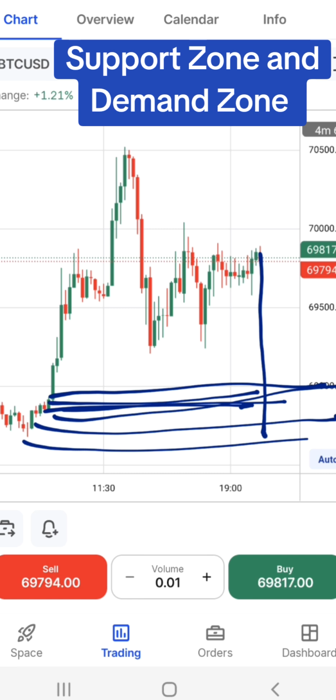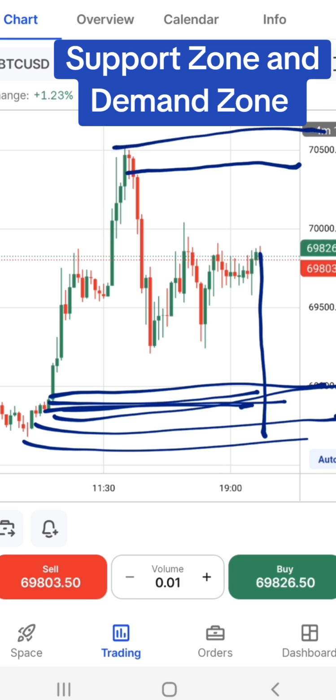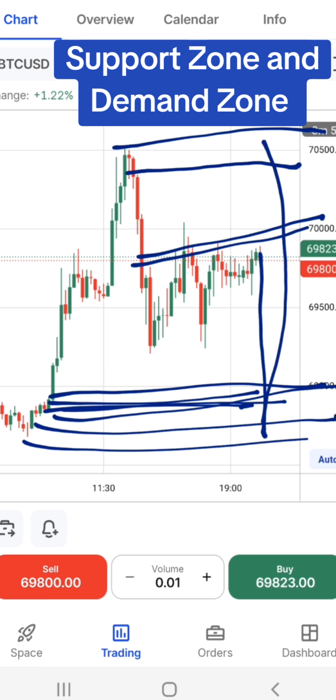Just like you can see, this is another demand. This is a supply zone. This is a supply zone, but this is a resistance zone. Can you see the difference now? Anytime price goes up to this supply zone, they will definitely sell. And once price gets to this place, this is now a supply zone. Did you get it from that angle?